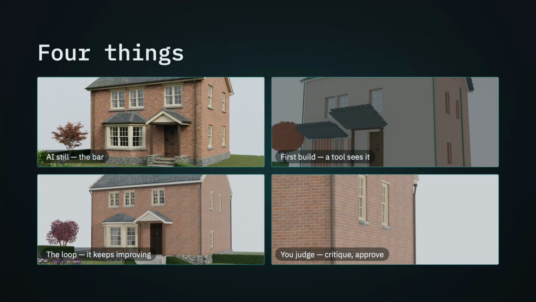4 things before any of the passes. 1. An AI still is the bar, not a text prompt. 2. The agent sees a first build that already looks like a house. That is the miss. 3. Loop. Name the miss, write the fix, render again. 4. You stay in that loop, you make the call.